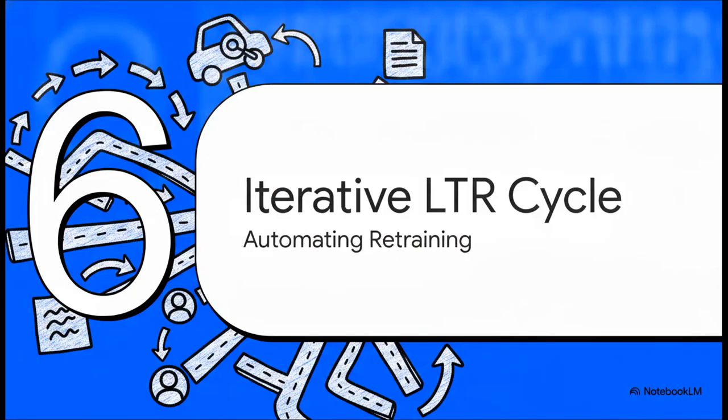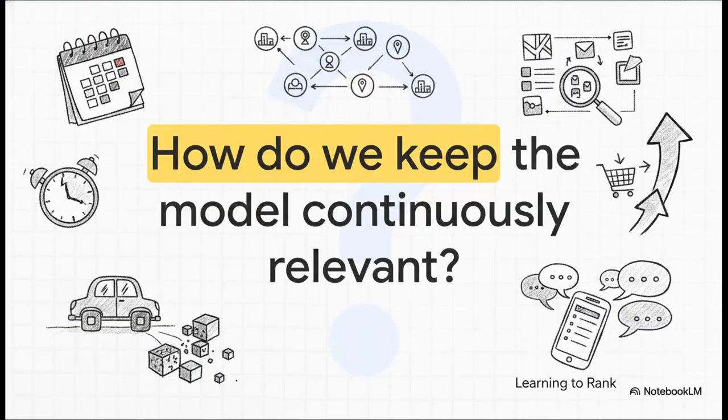Finally, part 6, the iterative LTR cycle, automating the retraining process. So we've built our self-driving engine. Are we there yet? Well, no, because the roadmap of user intent is always changing. Think about what happens when user behavior shifts or entirely new documents are added to your index. A static model that was trained on old data is eventually going to fail.